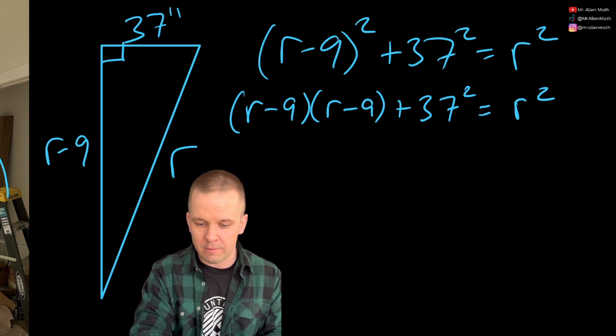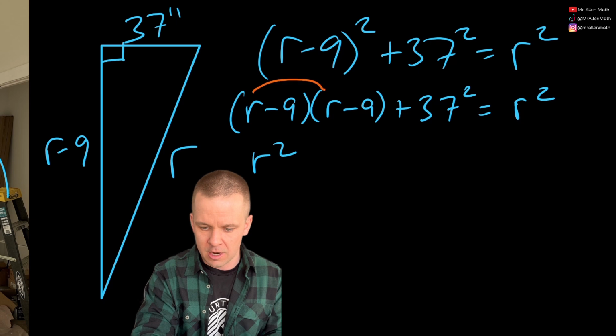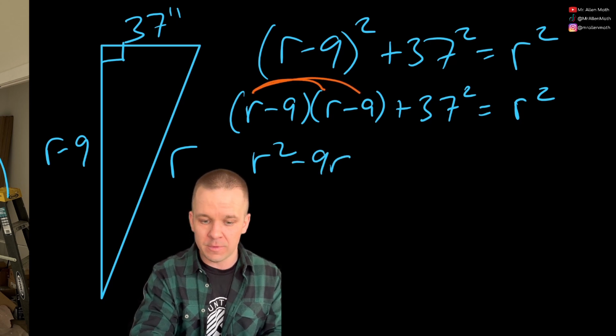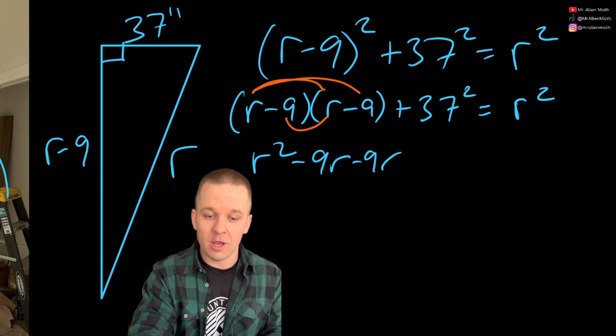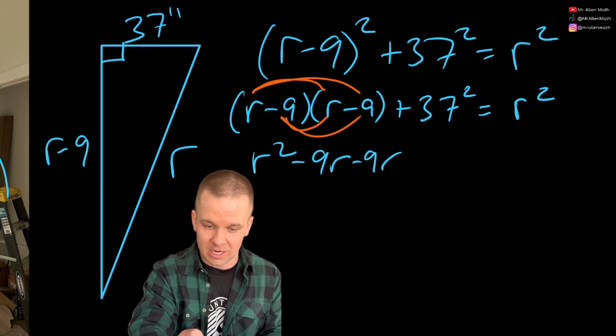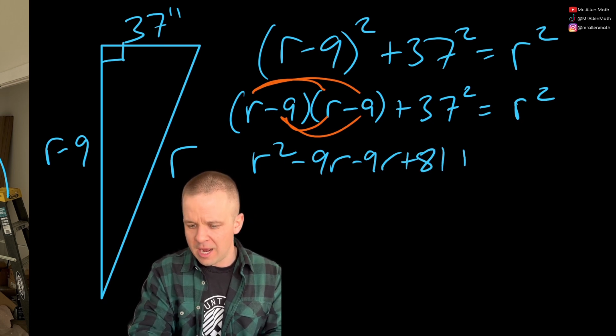And I get r squared. So r times r is r squared. What I'm doing here is this, r times r, then r times negative 9 is negative 9r. And then I have negative 9 times r is negative 9r. And then we have negative 9 times negative 9 is 81. Then I have 37 squared.